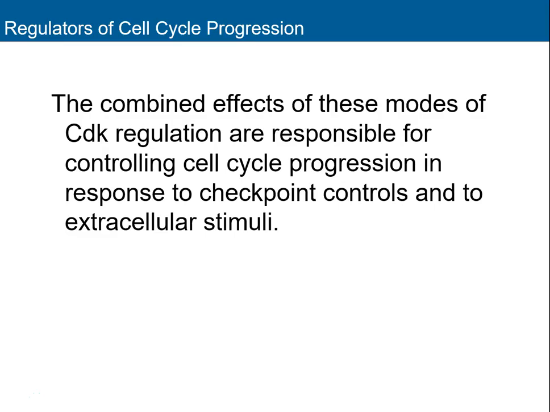All right. So it says the combined effects of these modes of CDK regulation are responsible for controlling cell cycle progression in response to checkpoint controls and extracellular stimuli. So we talked first about the restriction point, then we talked about cell cycle checkpoints. Those are checking to make sure things are going on properly. Then if they are, these cyclins and CDKs will be initiated in terms of actually doing the work to move those cells through the cell cycle, okay? So the checkpoints are checking to make sure everything's okay, relaying that information to these cyclins and CDKs that are the doers to move cells through. I hope that helps put things into a broader picture, all right?